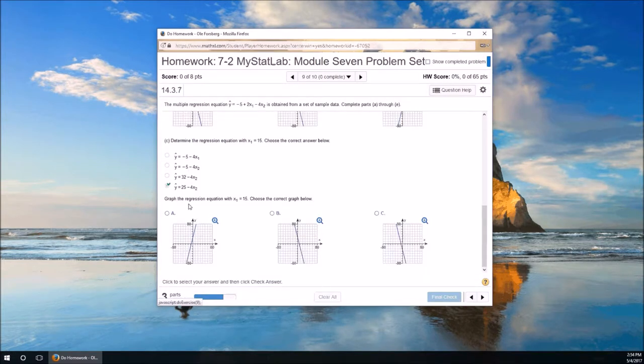Now we're going to graph it. Again, slope is negative. Since the slope is negative, it can't be A. The y-intercept is 25. Can't be C because this crosses the y-axis at a negative number. So it's got to be B.